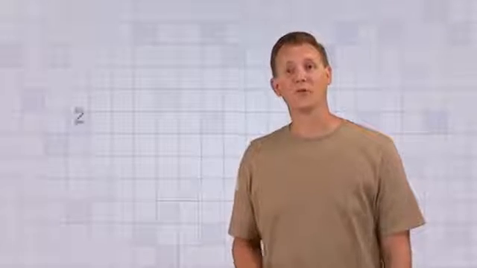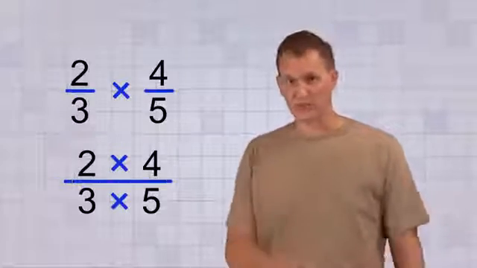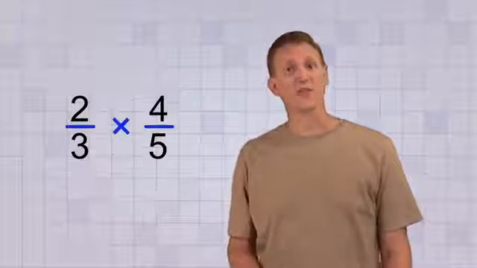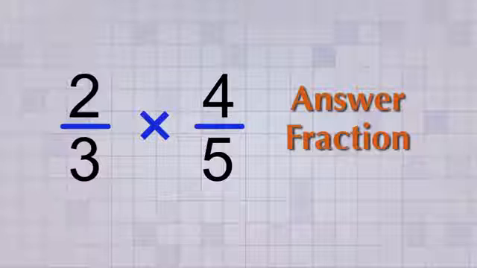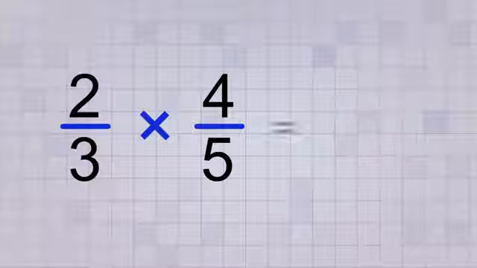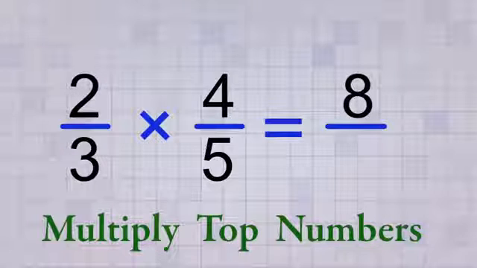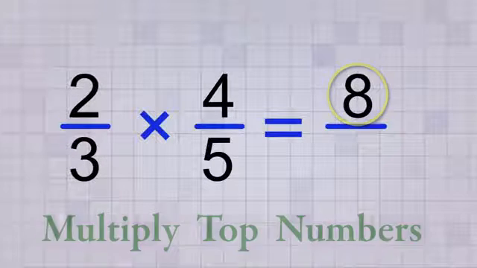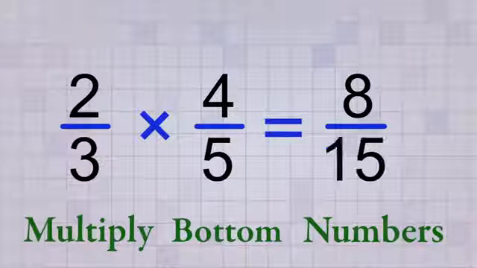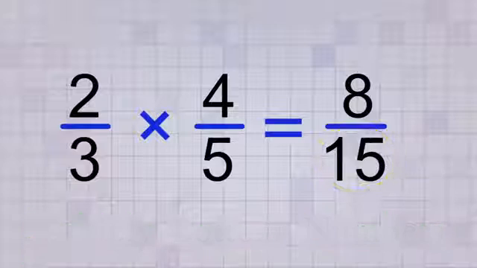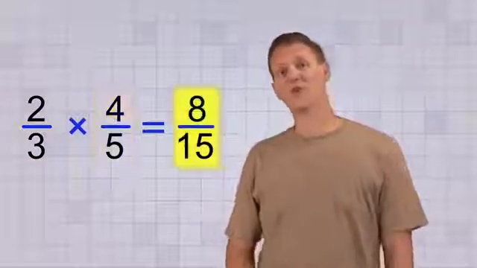Let's try this problem, 2/3 times 4/5. Now we could rewrite the problem like we just saw, but that's not necessary as long as we remember the procedure. First, we know our answer is going to be a fraction, so let's go ahead and write a new fraction line for it. Next, we multiply the top numbers. 2 times 4 equals 8, so 8's the top number of our answer. And last, we multiply the bottom numbers. 3 times 5 equals 15, so 15 is the bottom number of our answer. There we have it. 2/3 times 4/5 equals 8/15.